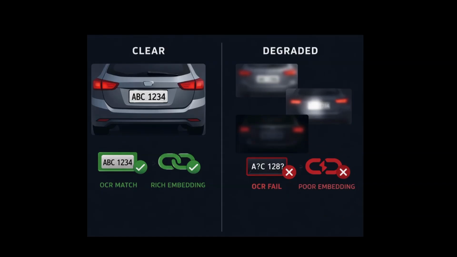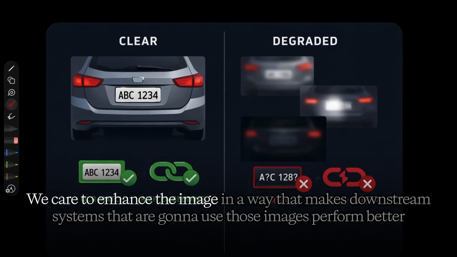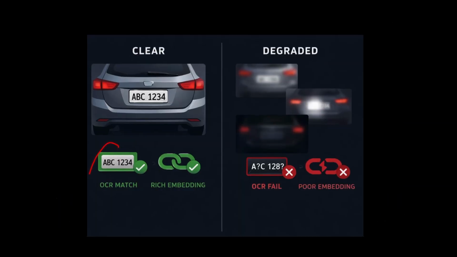We don't care to enhance the image just so that the image looks good. We care to enhance the image in a way that makes downstream systems that are going to use those images perform better. Whether your downstream system is OCR or creating embeddings, you want them to be optimal. Not only that, there are many ways to enhance the image. So how do you know which operator to use?